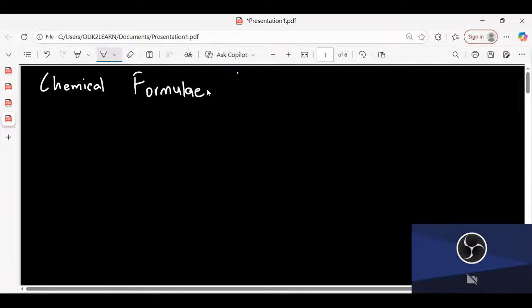So we're going to start by discussing how we write what we call a chemical formula. This is what we're going to do first. Can you all confirm if you can see that?